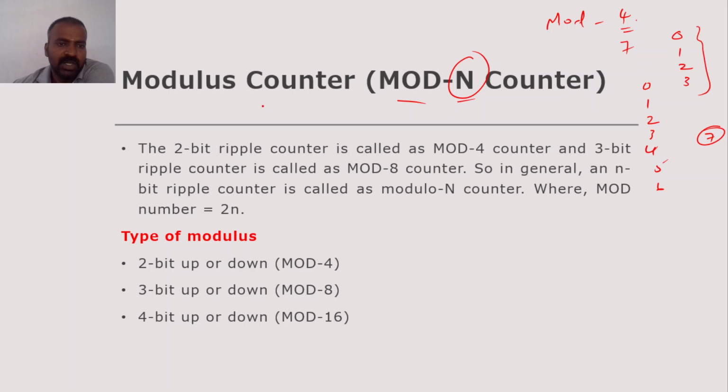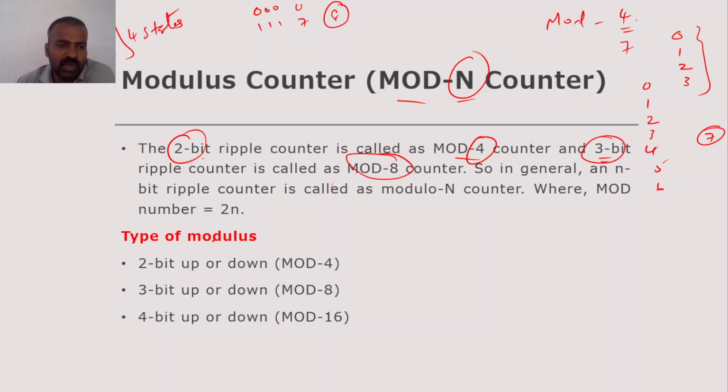Okay, fine. So see here, 2-bit ripple counter is called as mod 4 counter. So 2-bit counter means it will count 4 states, that is 00, 01, 10, 11. How many states is there? 4 states. That's why 2-bit counter is called as mod 4 counter. Then 3-bit counter is going to count 8 states. That is, it starts from 000 to 111. So that is 0 to 7. Totally 8 states will be there. Then the 3-bit counter is called as mod 8 counter.